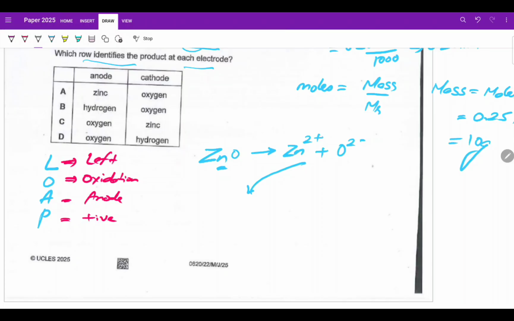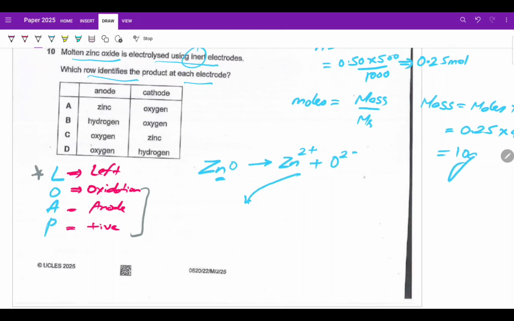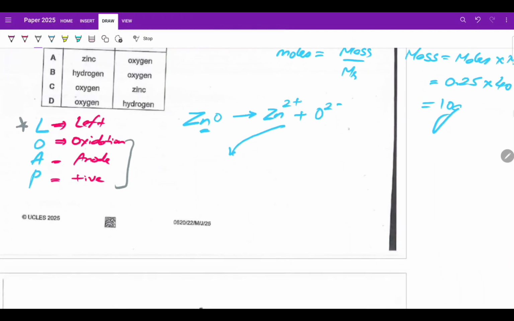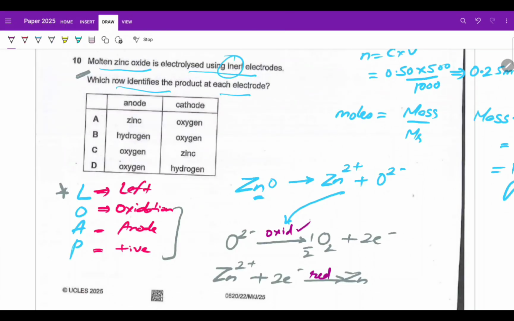The 3 things which you should always know 100% are oxidation, anode, positive. Left and right can be interchangeable, but oxidation, anode, positive is always there for electrolysis. Whenever we carry out electrolysis, anode is always positive and oxidation takes place on it. It means anode positive, so which ions will go? The oxide ions will go to the anode and they will convert into oxygen and give out 2 electrons, oxidation taking place. Whereas the zinc ions will go to the cathode, which is negatively charged, and they will accept electrons and convert into zinc, which is reduction. Thus in this reaction, oxide ions are undergoing oxidation and zinc ions are undergoing reduction.